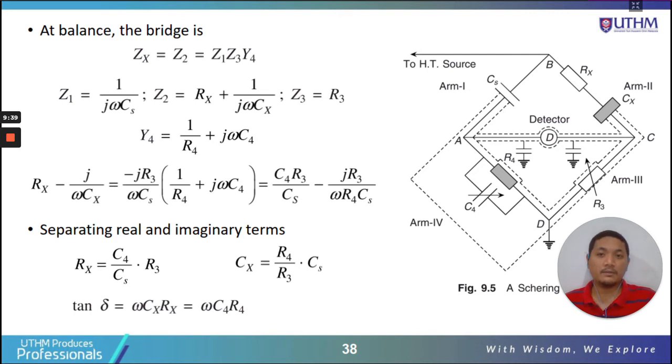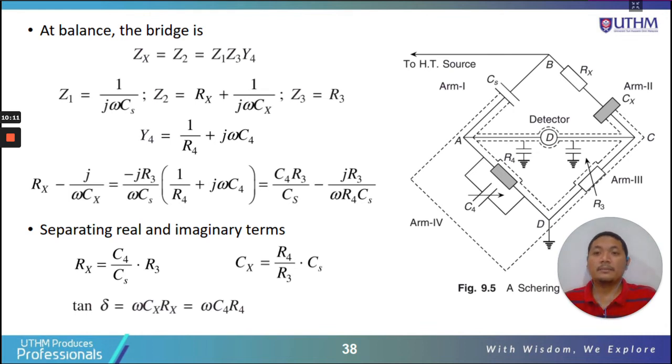So if we have 1 over Z4, we move Z4 here, which means that Z2 times Z4 equals Z1 times Z3. In this case, when we move Z4 to here, it is 1 over Z4, and 1 over Z4 is equal to Y4. Hopefully you can understand that.